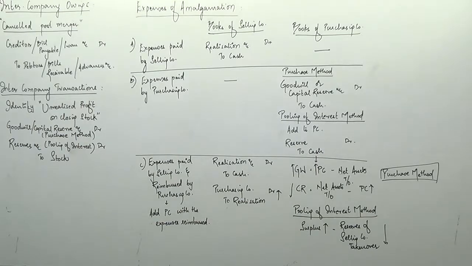Entry is goodwill account debit or capital reserve account debit in the case of purchase method. While in the case of a pooling of interest method, we debit the reserve. Credit to stock is compulsory in both the cases because the stock is now shown at higher than cost. I need to reduce the amount of stock to the cost.